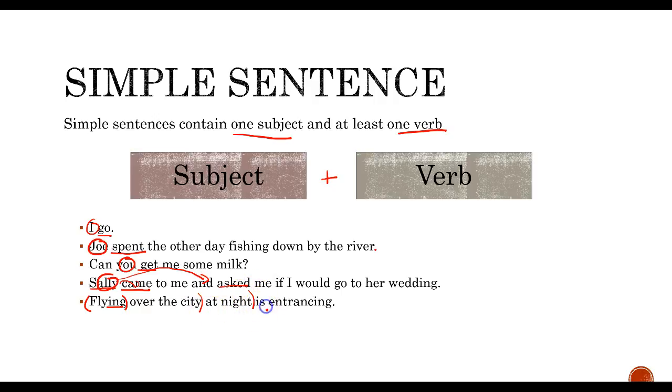Is the verb, entrancing. This is called the gerund. So we're going to come back to gerunds, and you're going to see them again in a little bit. But you want to be really careful with your ing verbs, because they're not verbs anymore. They're nouns, and it changes the entire structure of the sentence.